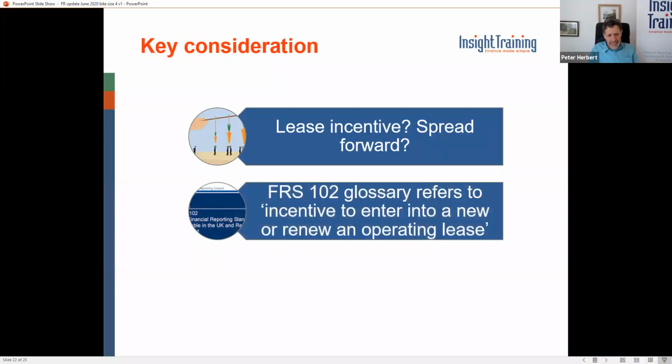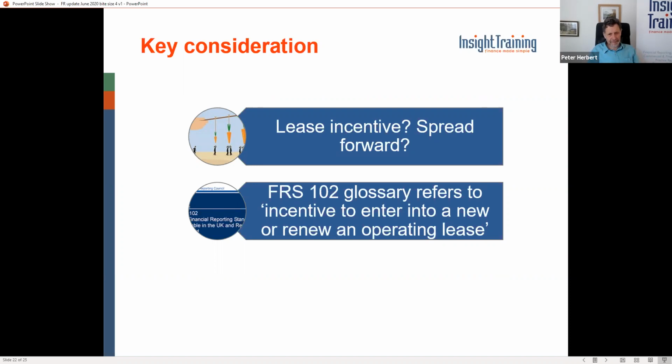Now, lease incentives are defined in the glossary of terms to FRS 102 and the glossary of terms to FRS 105 as an incentive to enter into a new lease or to renew an existing one. Now, to my mind, this particular dispensation here, whereby the entity concerned does not need to pay rent, is not necessarily going to incentivize them to enter into a new lease or renew an existing lease, but maybe in the context of what we're looking at here, it feels that in substance it looks much like the same thing.